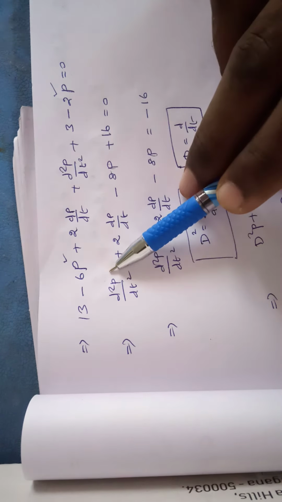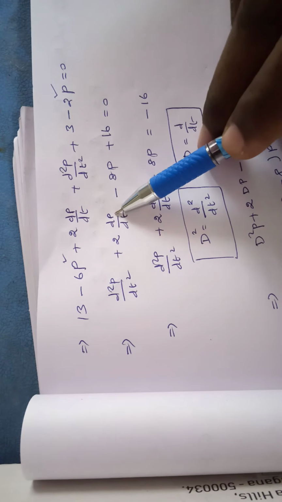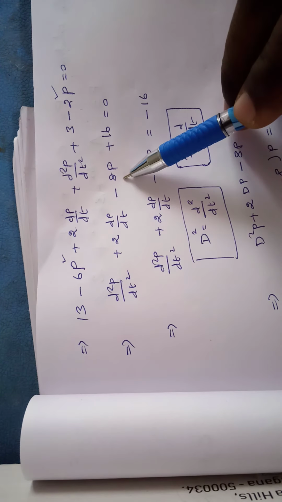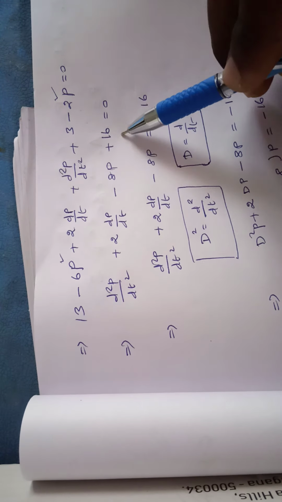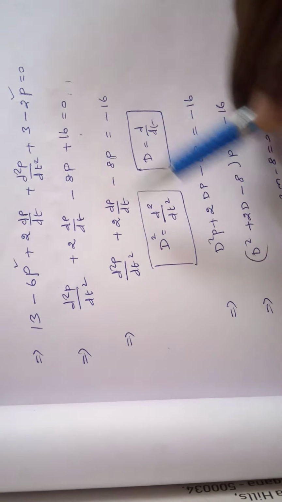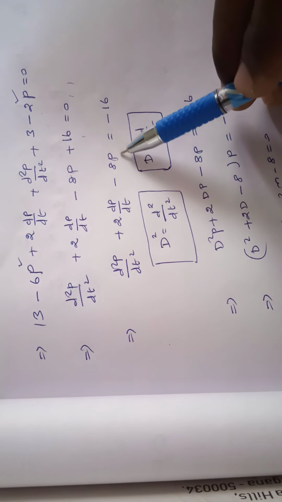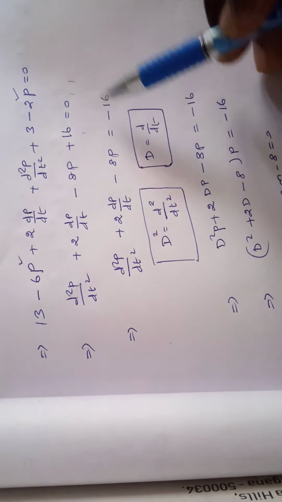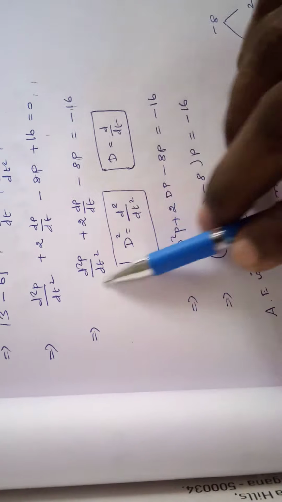So we take d²p/dt² first. The next one is 2 dp/dt. The third one is minus 6p minus 2p, which is minus 8p. Finally 13 plus 3 equals 16. So d²p/dt² plus 2 dp/dt minus 8p equals minus 16, taking the 16 to the right hand side. So this is the differential equation.